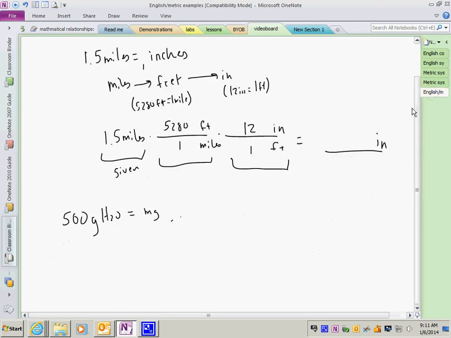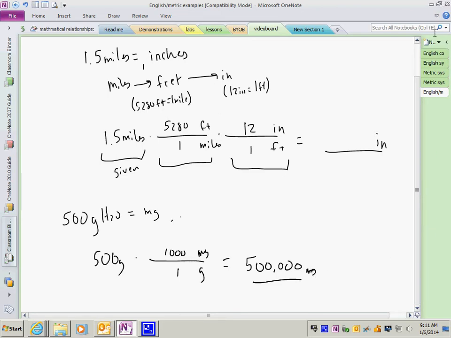So in this case, I would go 500 grams. That's what I actually have. I'm going to use a relationship of grams to milligrams. 1 bigger gram equals 1,000 smaller milligrams. 500 times 1,000 is 500,000 milligrams. Must show work.